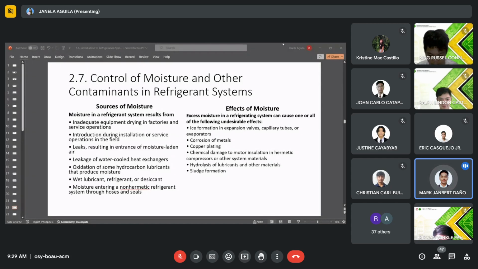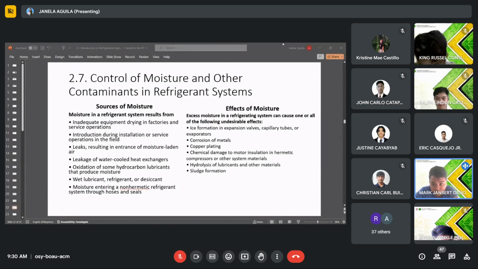Introduction during installation or service operations in the field. When refrigeration systems are installed or serviced in the field, there's a possibility of introducing moisture inadvertently. Nangyayari naman po ito sa improper handling of components, exposure to humid air during installation, o yung paggamit ng mga tools na hindi nalinis ng maayos or natuyo.